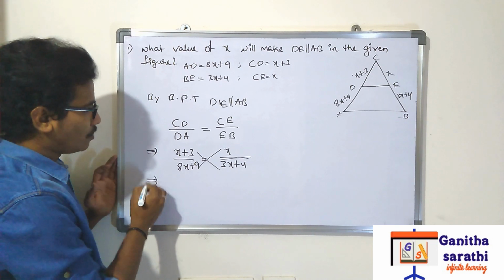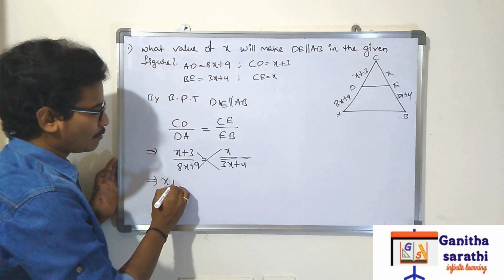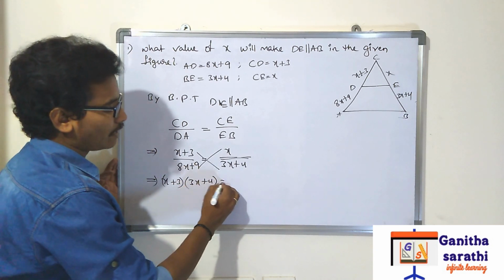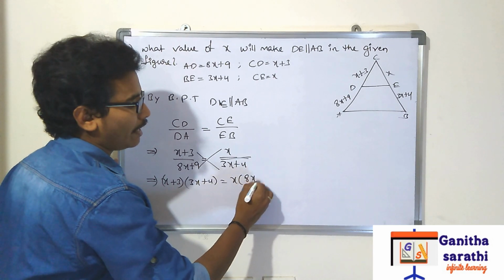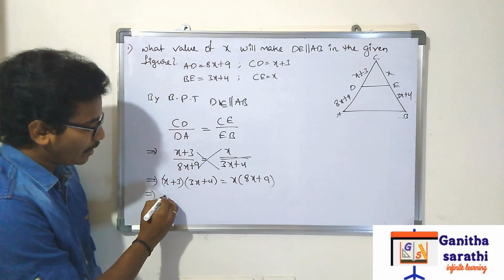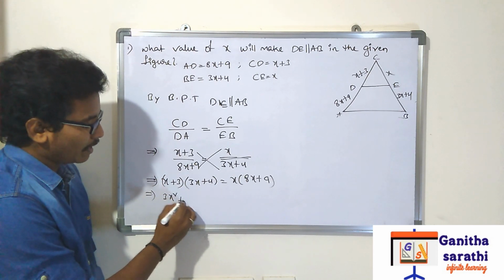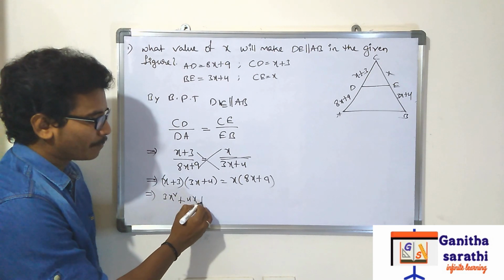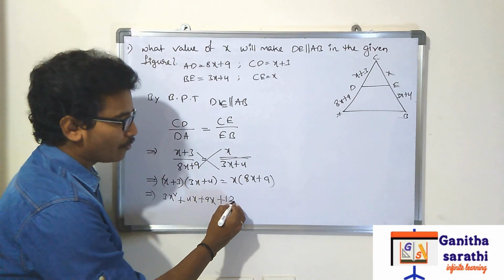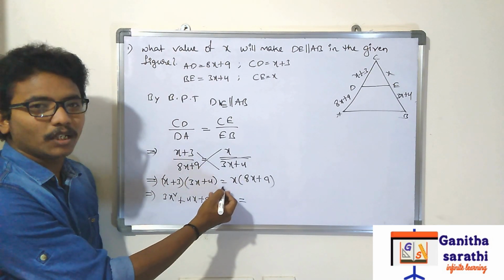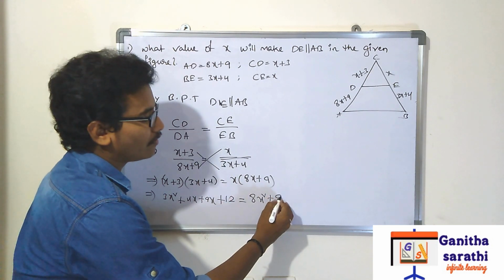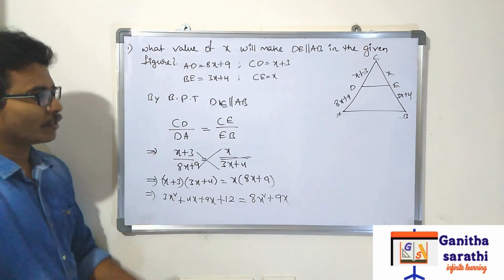If you do cross multiplication, see, calculation is very important. X plus 3 into 3x plus 4 is equal to x into 8x plus 9. Okay. So now multiply this. X into 3x will be 3x square plus x into 4 will be 4x plus 3 into 3x will be 9x plus 3 into 4 will be 12 is equal to 8x into x. 8x into x will give you 8x square plus 9 into x will give you 9x. Understood?